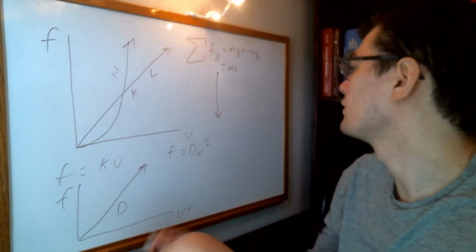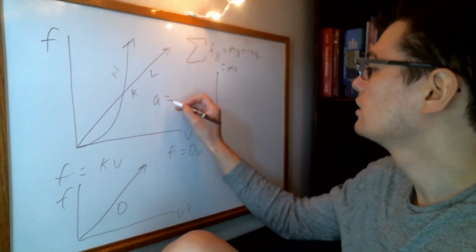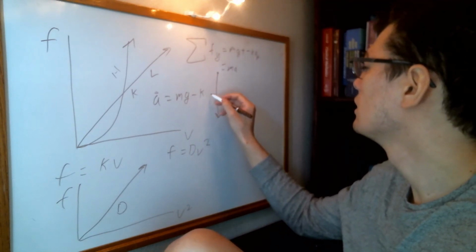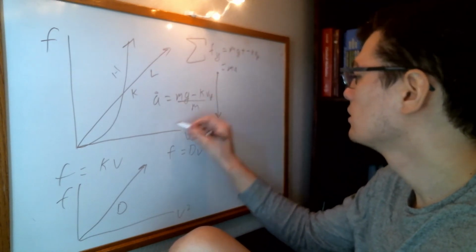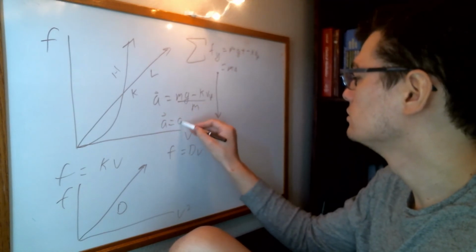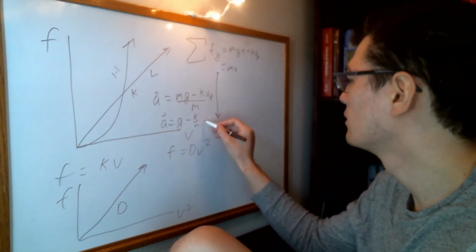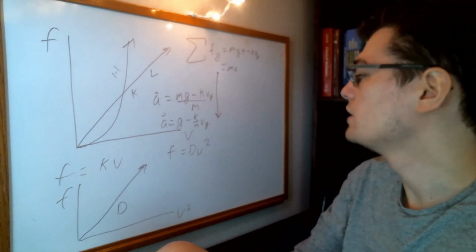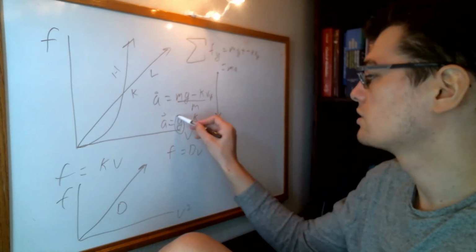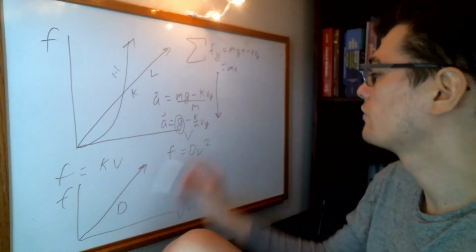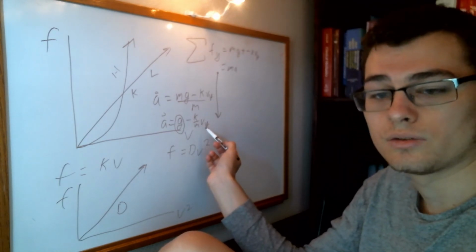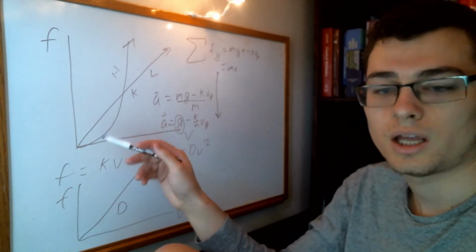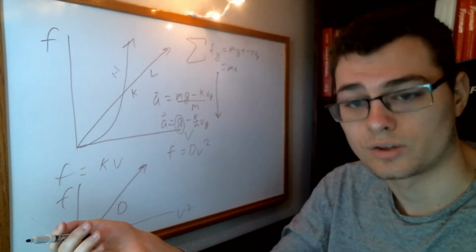And so at this point, we can say that a is equal to mg minus kvy over m. We can say that a is equal to g minus (k/m) vy. We can see that g right here is our gravity, and then we have an extra term here that is going to cancel out some of the magnitude of gravity, and so it's going to make the acceleration less than gravity.